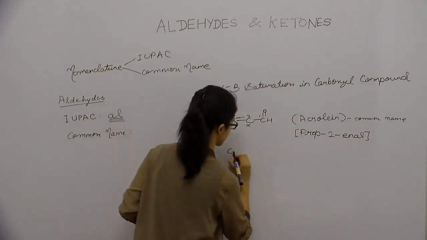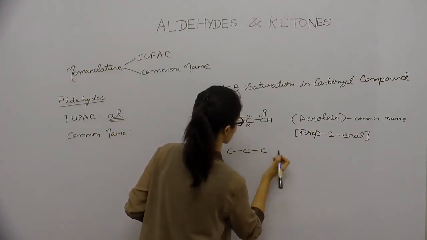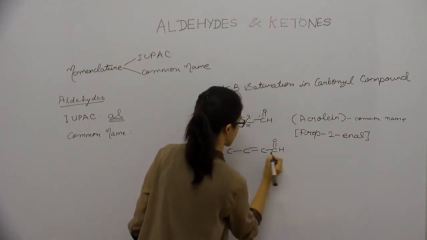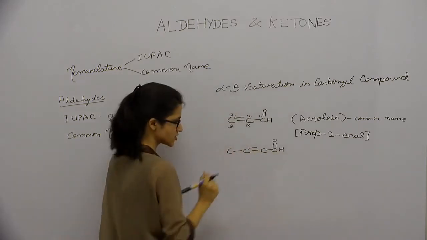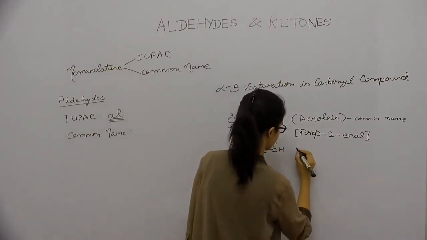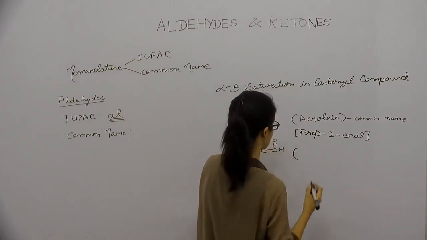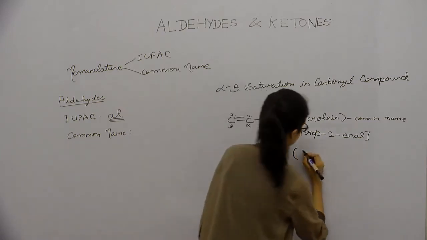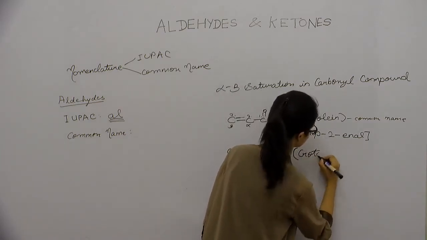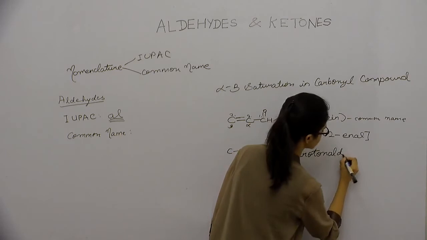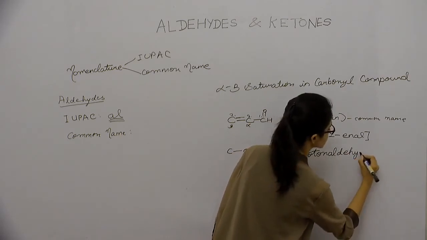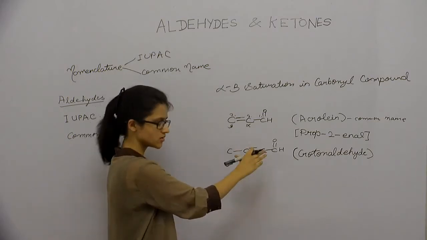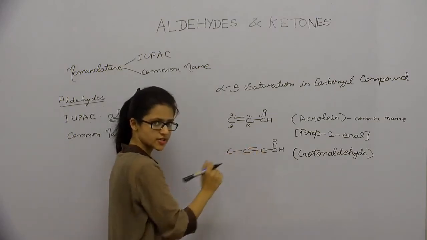Now we'll make a 3 carbon chain, 4 carbon chain, sorry. Unsaturation is at alpha beta position. So if we write the common name for this compound, it is crotonaldehyde. Alright. So this is the 4 carbon chain with the unsaturation at alpha beta position.